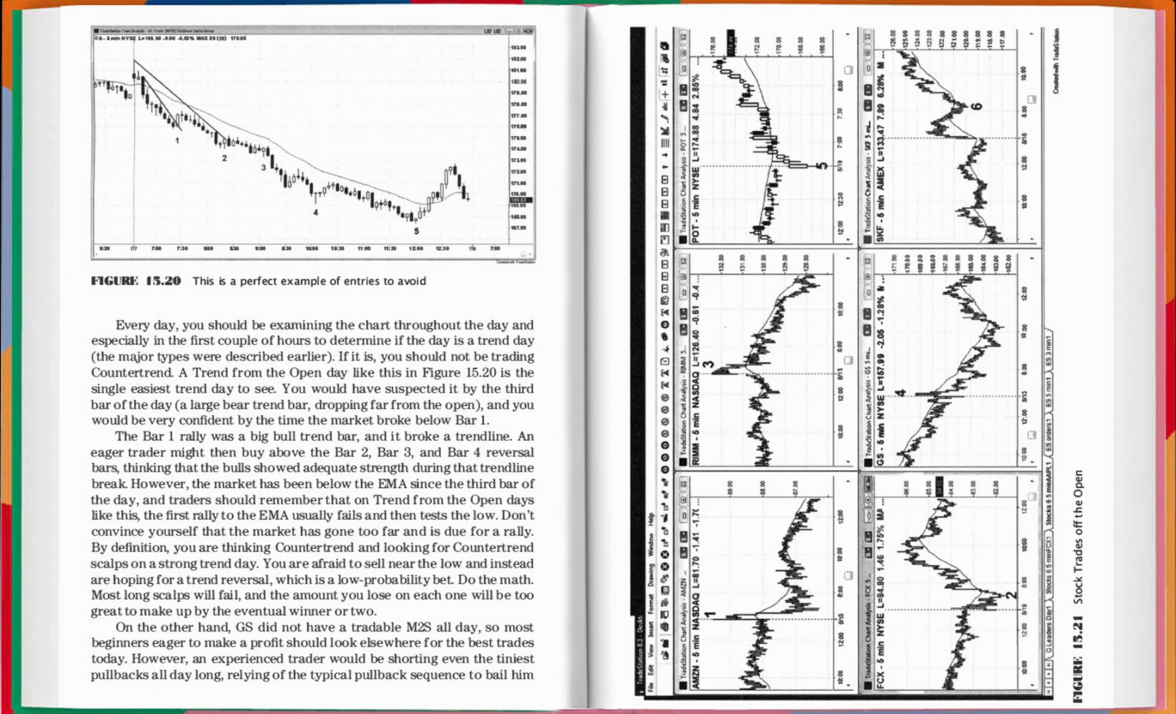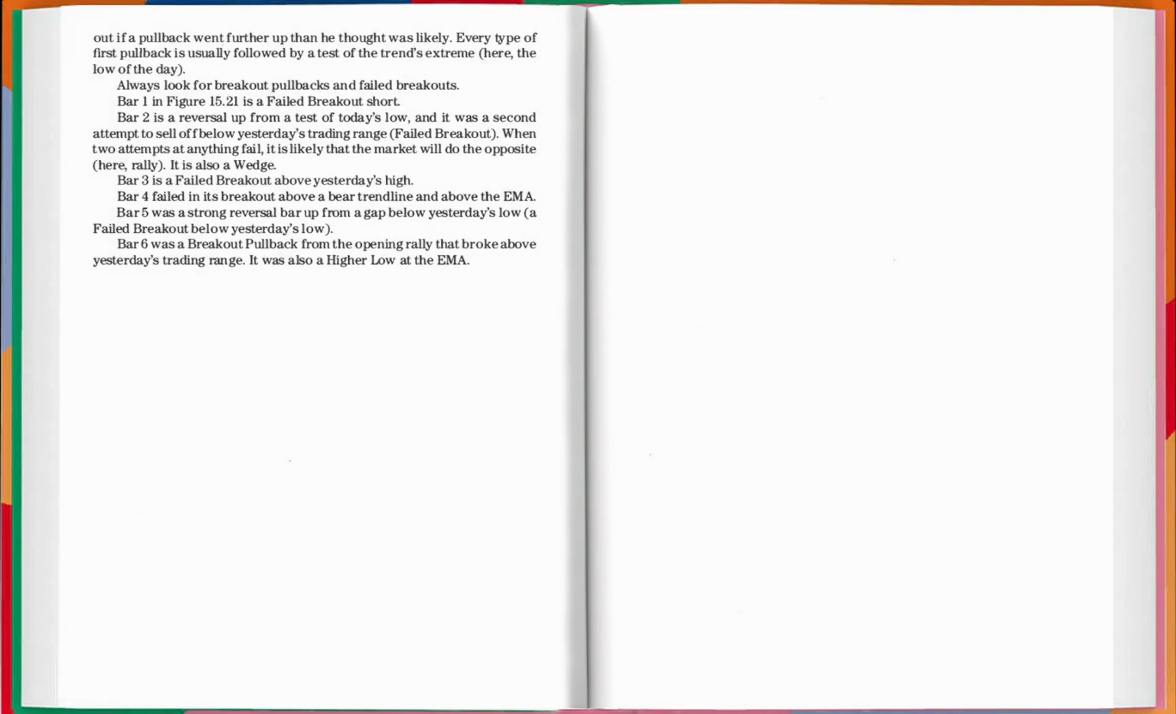On the other hand, GS did not have a tradable M2S all day, so most beginners eager to make a profit should look elsewhere for the best trades today. However, an experienced trader would be shorting even the tiniest pullbacks all day long, relying on the typical pullback sequence to bail him out if a pullback went further up than he thought was likely. Every type of first pullback is usually followed by a test of the trend's extreme, here the low of the day. Always look for breakout pullbacks and failed breakouts.